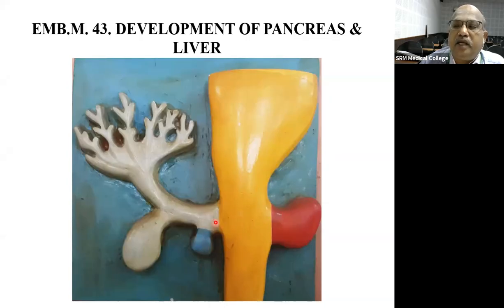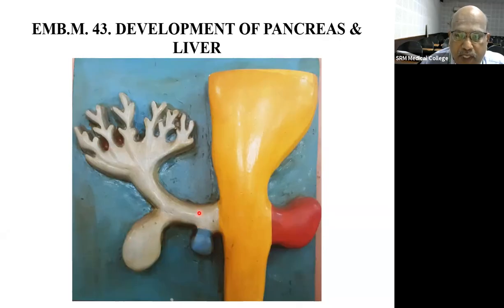At the same site, at the junction of foregut and midgut, we have formation of another diverticulum. That is called the hepatic diverticulum, or pars hepatica. This will grow upwards, pass through your falciform ligament or ventral mesogastrium, and enter into the septum transversum, where it divides to form the liver. So this is your developing liver. This is your developing gallbladder.